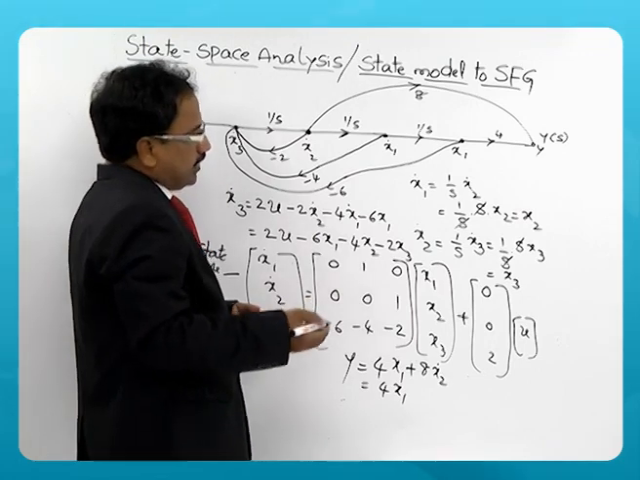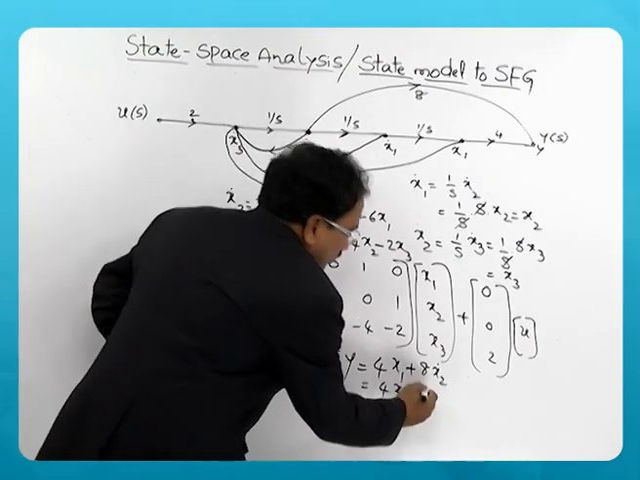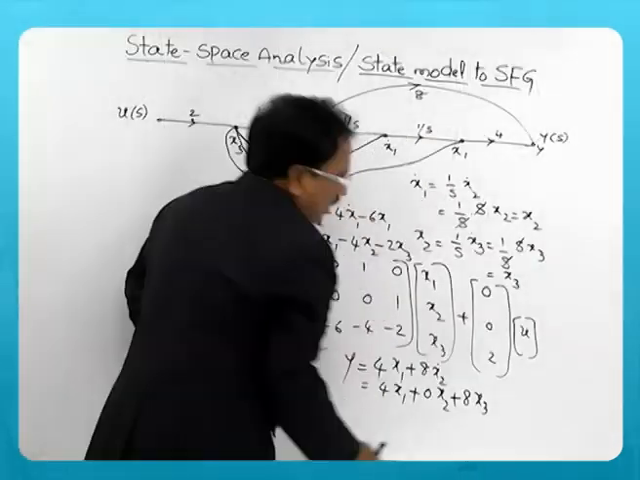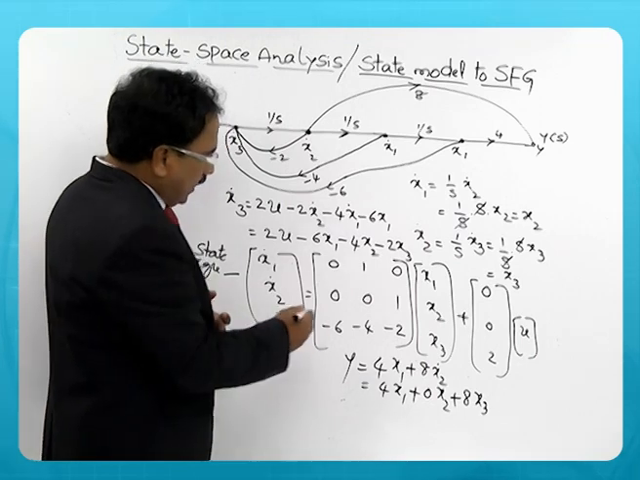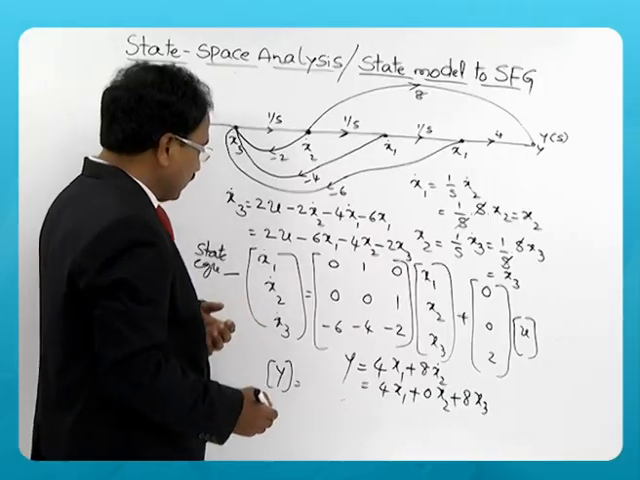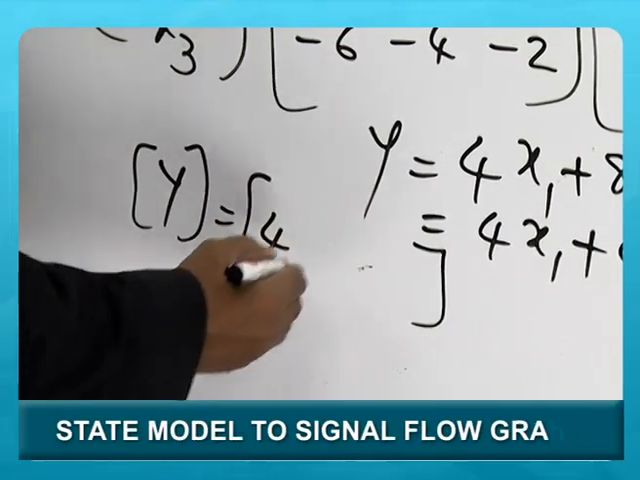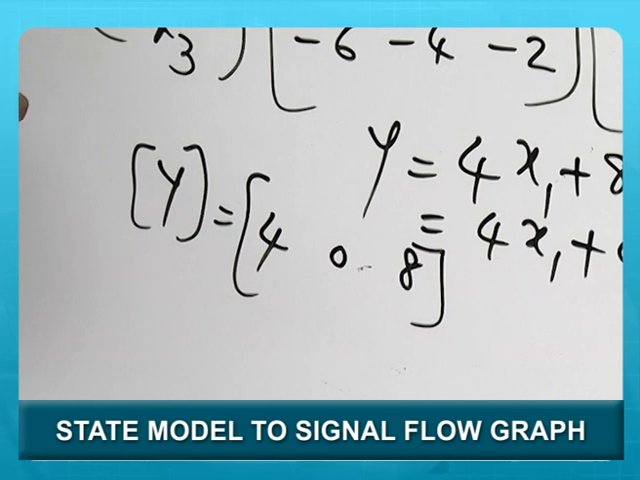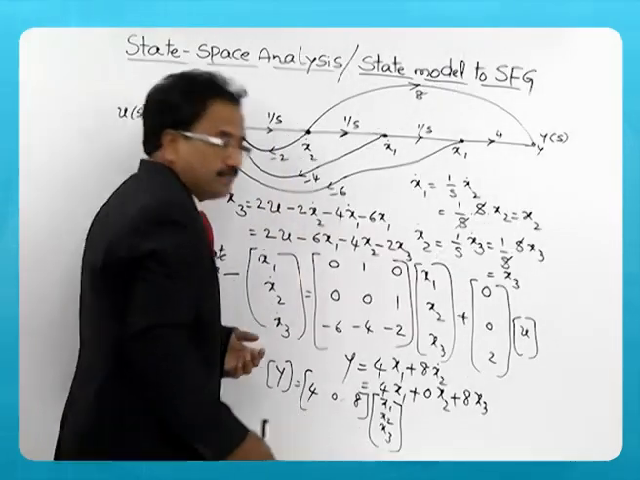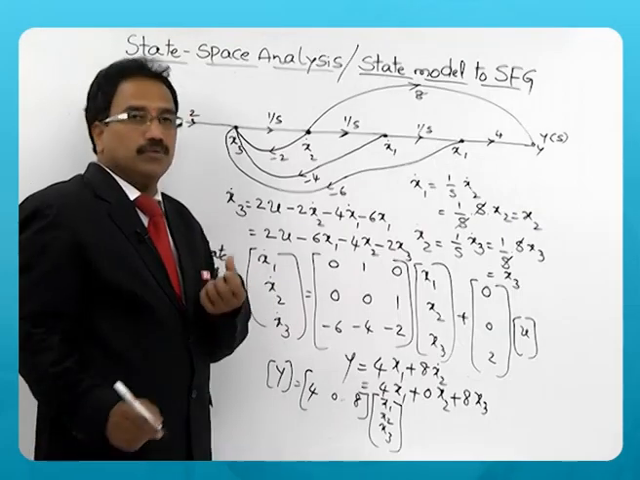x2 dot can be written as x3, another state variable. So I can say that there is no x2 term here. So I can write 0 x2 plus 8 x2 dot is replaced by x3. So you can get this y output matrix is equal to C, that is the components of the C are 4, 0 and 8 multiplied by x1, x2 and x3. So this is output equation, and 4, 0, 8, this matrix is known as output matrix.